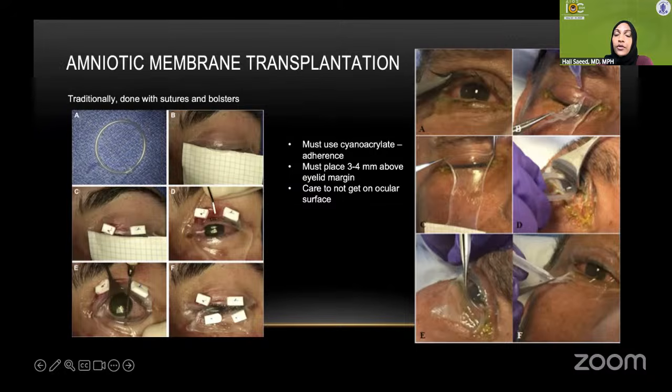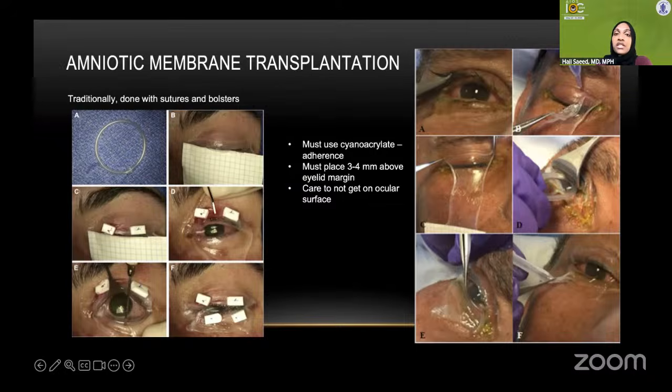It's secured for about 30 seconds to a minute to allow that glue to dry. The symblepharon ring is inserted, and then again, the glue is secured to the inferior eyelid skin. Very similar to this, but without the bolsters. And we importantly use cyanoacrylate glue.